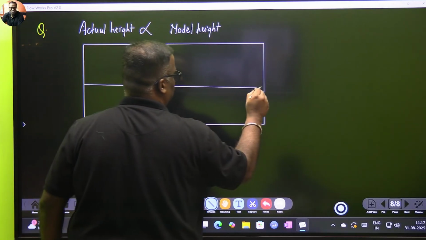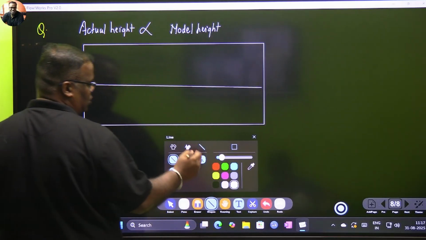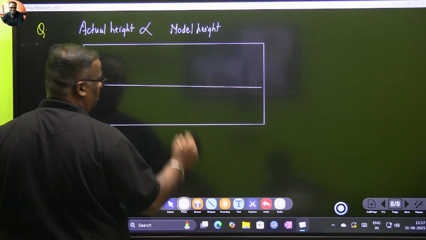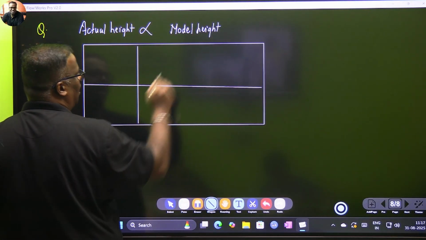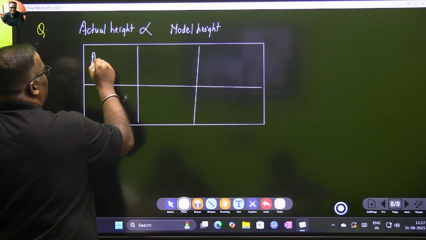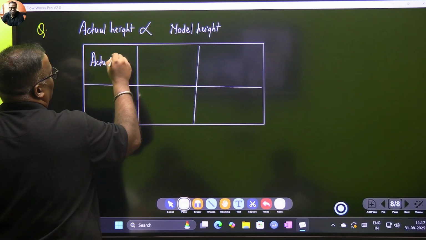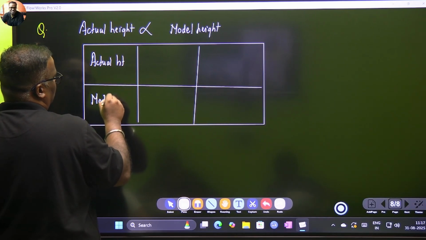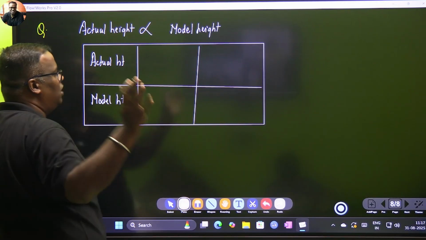Okay. So here we can now add our data. What do we write? We write here actual height, and here we can write model height. Okay, now let's hear from you.